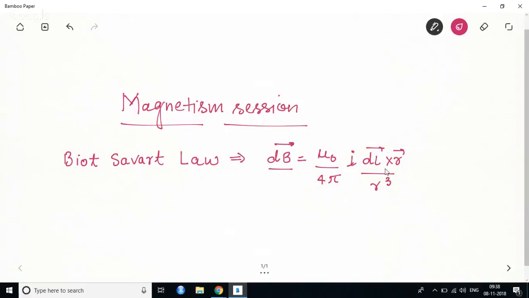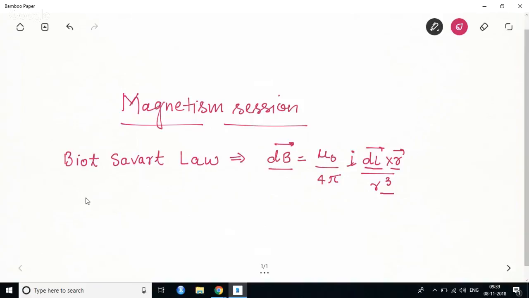So why am I taking r in the numerator and the magnitude of r in the denominator? Because I want to show dB, or magnetic field, as a vector. So both magnitude and direction are represented by this particular formula. That is why we use r in a cross product with dl. So what is this dl? dl is always taken in the direction of the current.